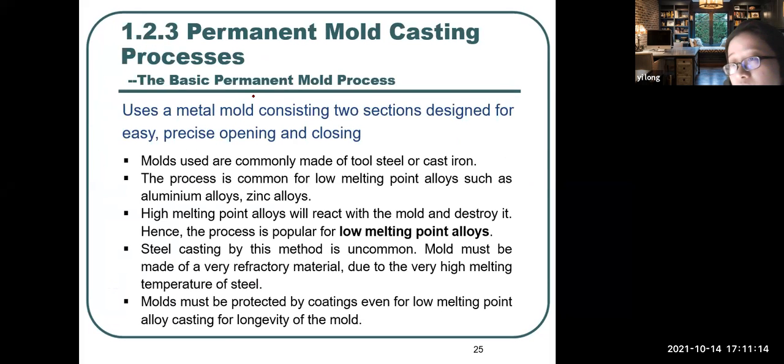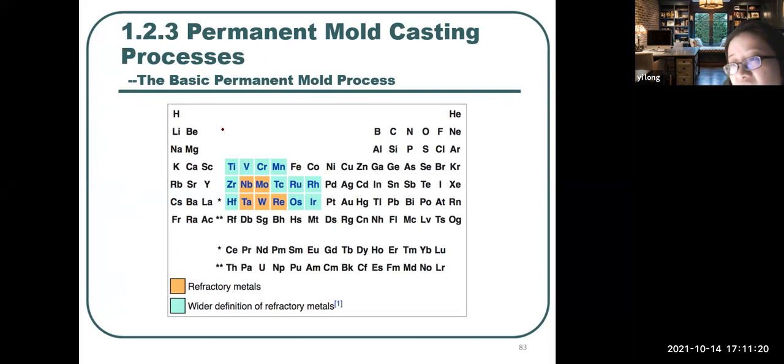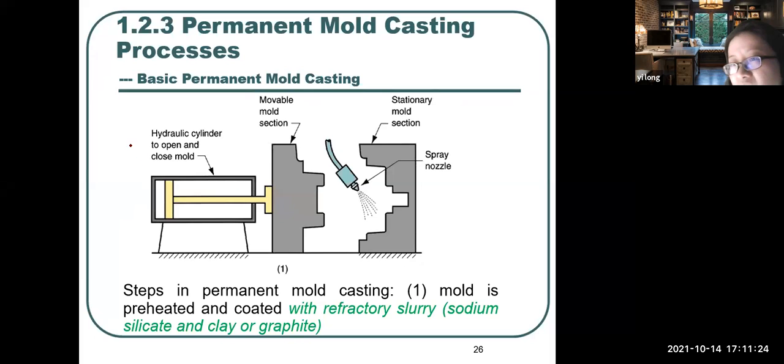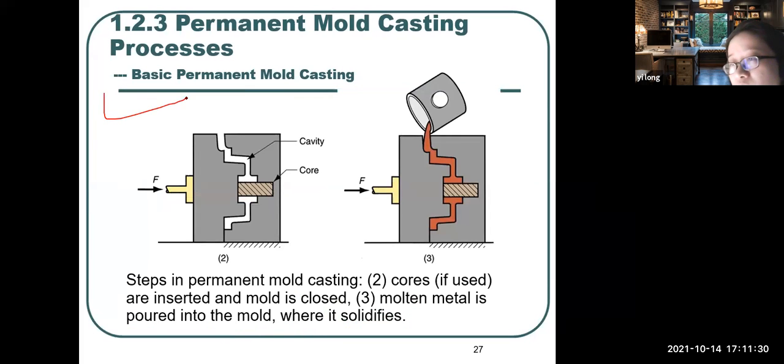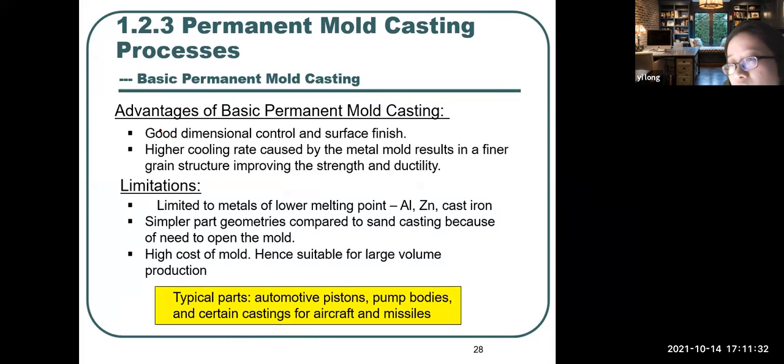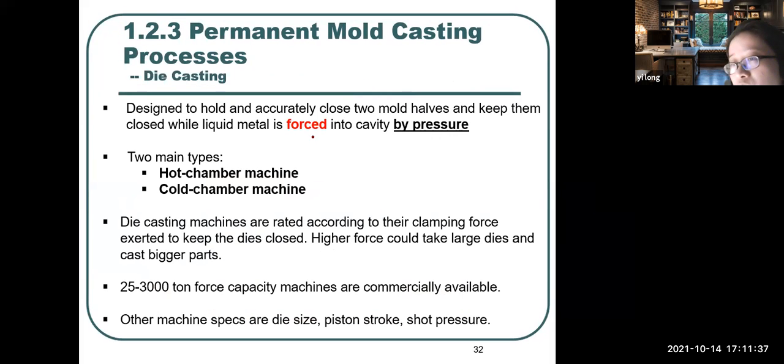Permanent mould, use the basic permanent mould. These are just like a movie. You just try to remember the movie. So these are the steps, right? How to do it. Advantages, disadvantages. Roughly know it.